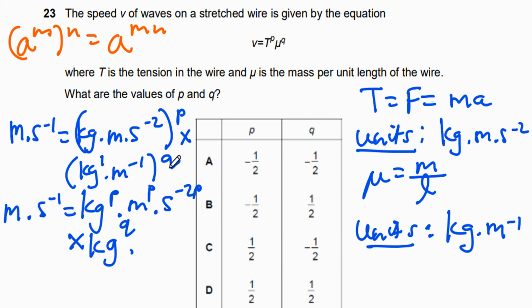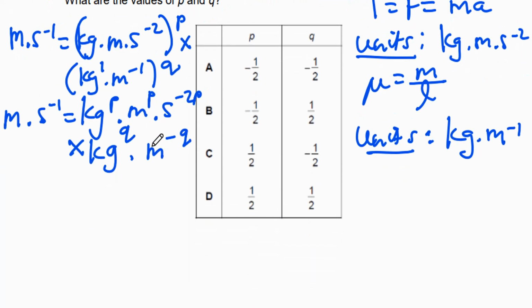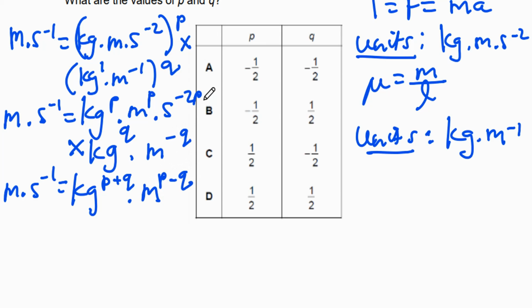Then negative 1 times q here is negative q. So m to the negative q. We can simplify the right-hand side further. Kg to the p times kg to the q. We add the powers, so it's kg to the p plus q. Then we have m to the p times m to the negative q. Adding the powers, we get m to the p minus q. And then, of course, this is times s to the negative 2p.